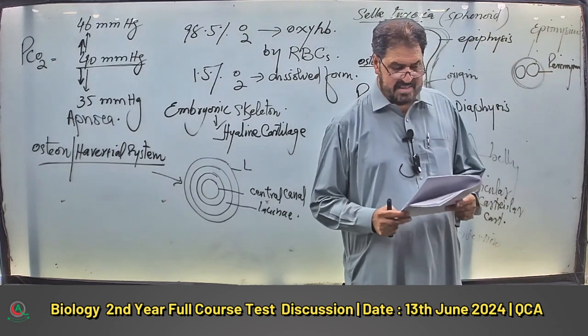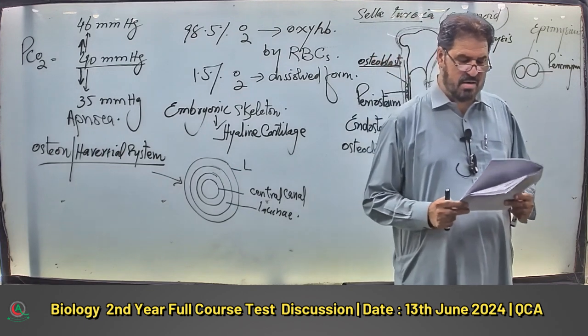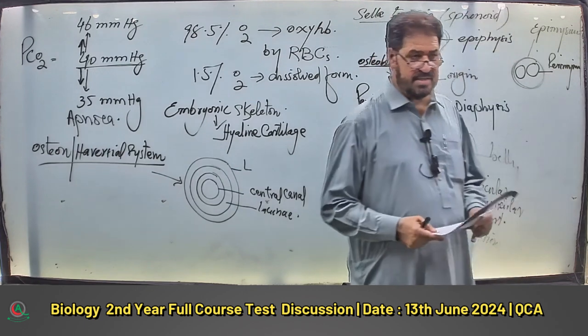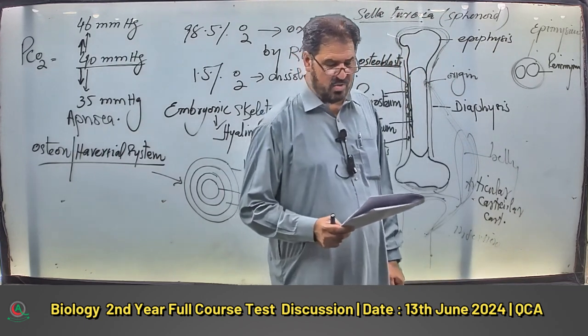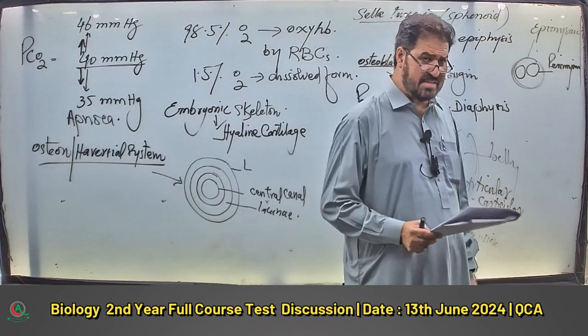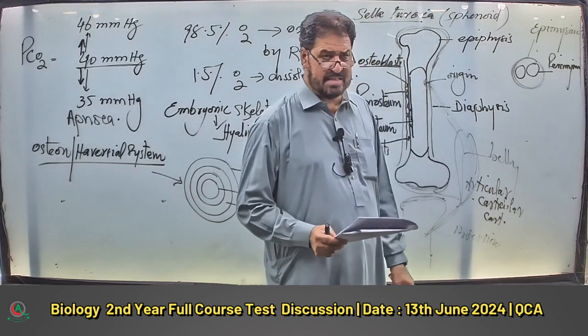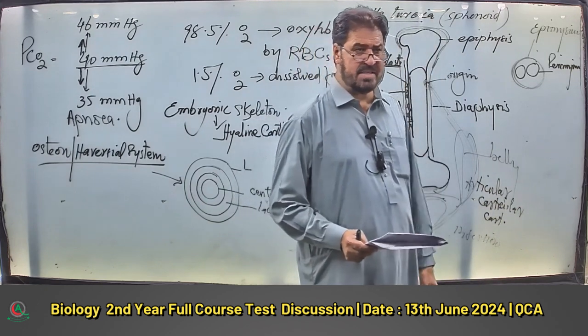The impulse conducting cells of the nervous system are called neurons. Neurons are the cells that conduct nerve impulses. Others are neuroglial cells. They are supporting cells. They support neurons in different ways.